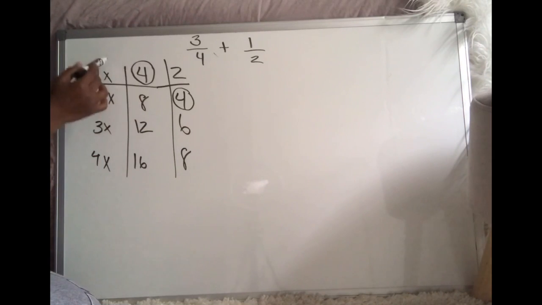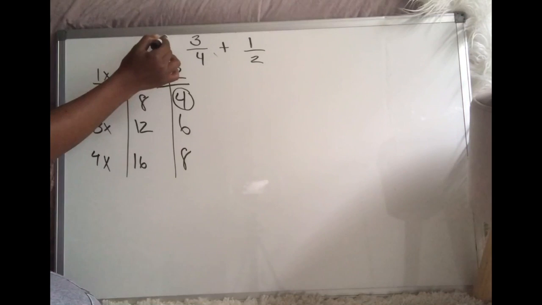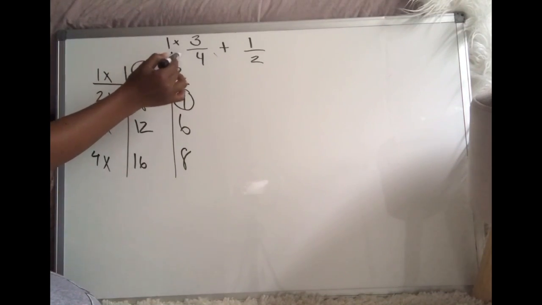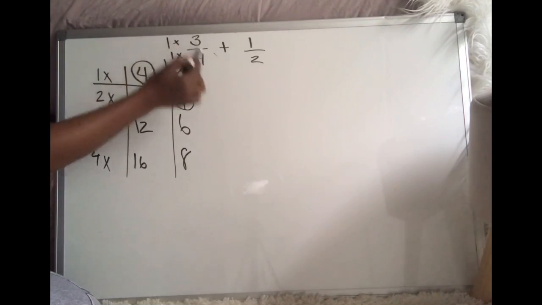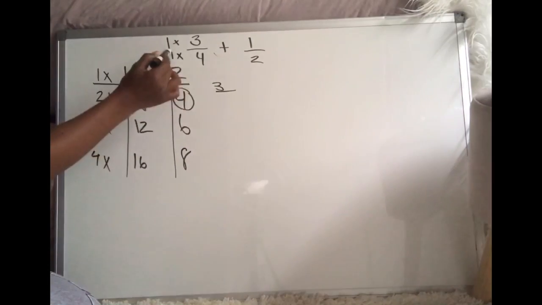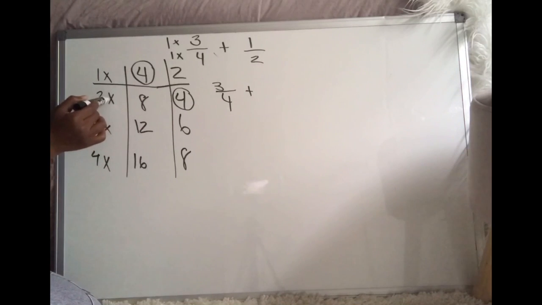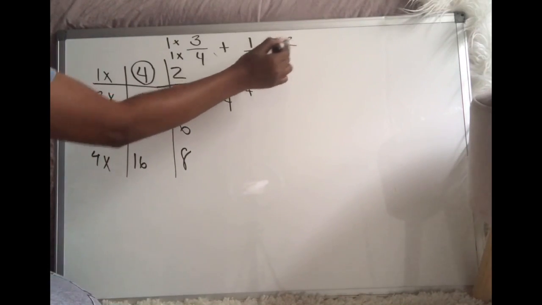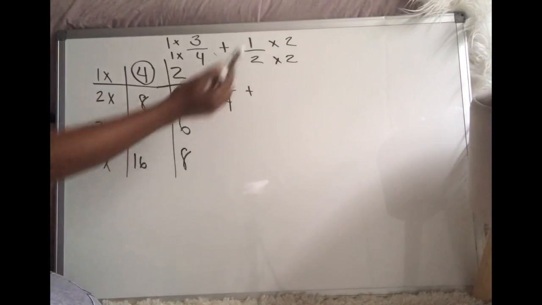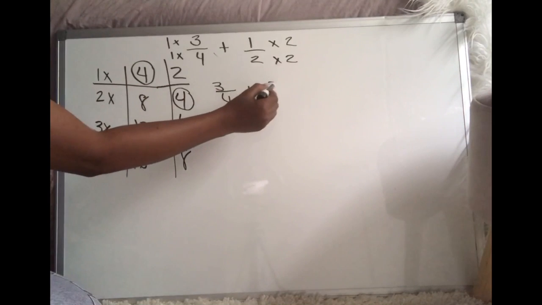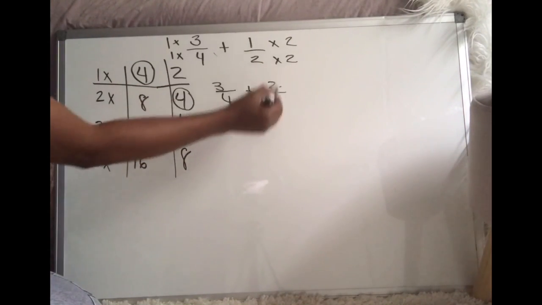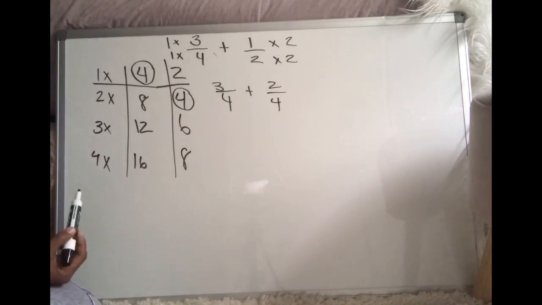When I look in this column at my 4, I multiply 1 times that, so I have to do that to top and bottom. So 1 times 3 is 3, and 1 times 4 is 4. And then for this one, which is this column, I multiplied 2 times, so I'm going to have to do that on top and bottom for this fraction. 1 times 2 is 2, and 2 times 2 is 4, so that is my new fraction.